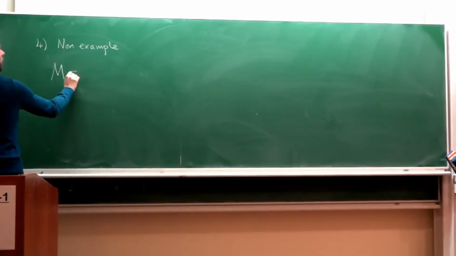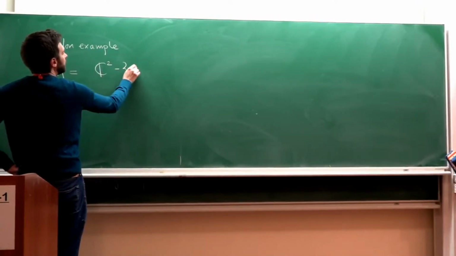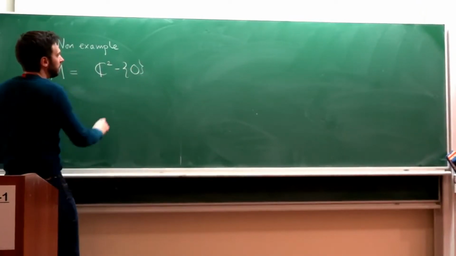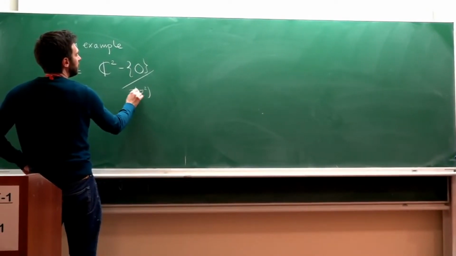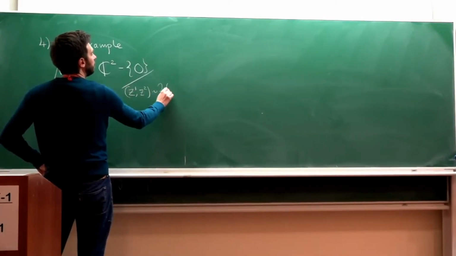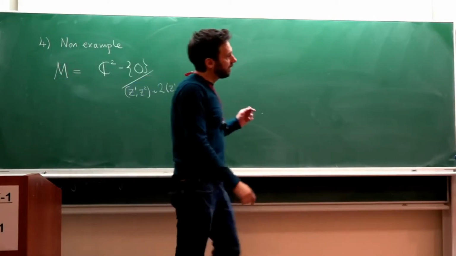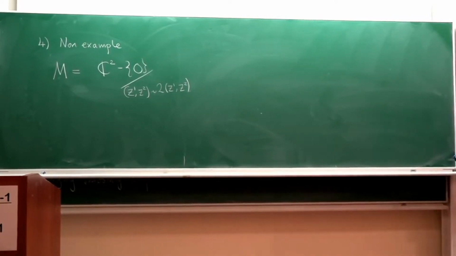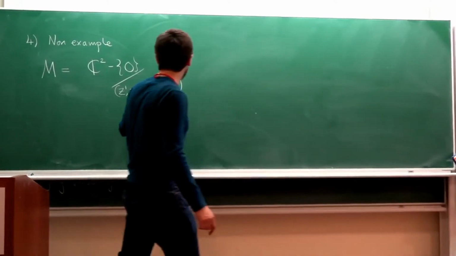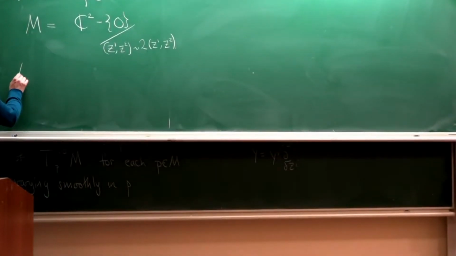You can take M to be the Hopf surface. So what I do is I take C2 minus the origin, and I quotient out by the relation (z1, z2) is equivalent to (2z1, 2z2). Okay, notice the difference here with CPN is that there I was allowing lambda to be any nonzero complex number. Here I'm specifying a single one. This is a compact complex manifold.